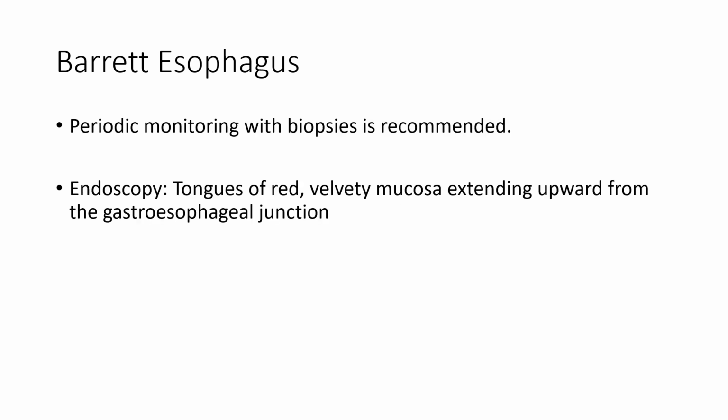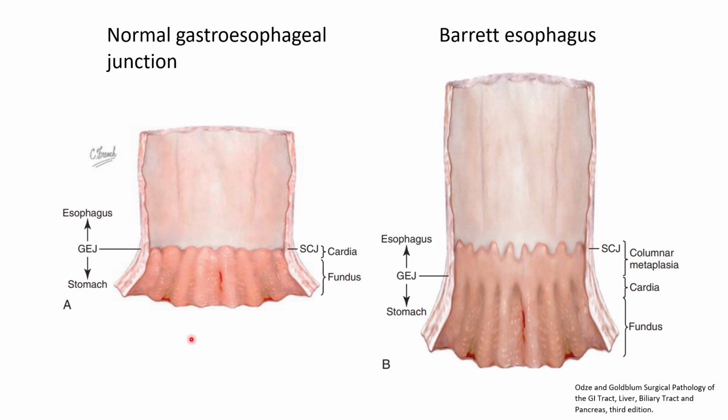So, as we said, because patients with Barrett esophagus are at increased risk of later developing dysplasia and carcinoma, these patients should be periodically followed up with endoscopy and biopsy. By endoscopy, Barrett esophagus will appear as tongues of red velvety mucosa extending upward from the gastroesophageal junction. So here in this picture on the left, we can see the normal gastroesophageal junction where the squamocolumnar junction lies directly at the gastroesophageal junction.